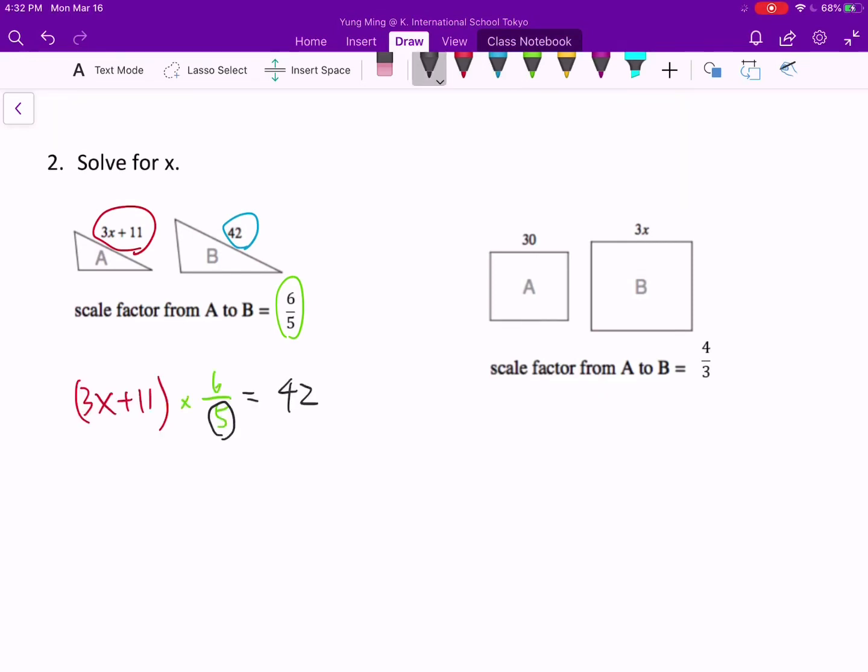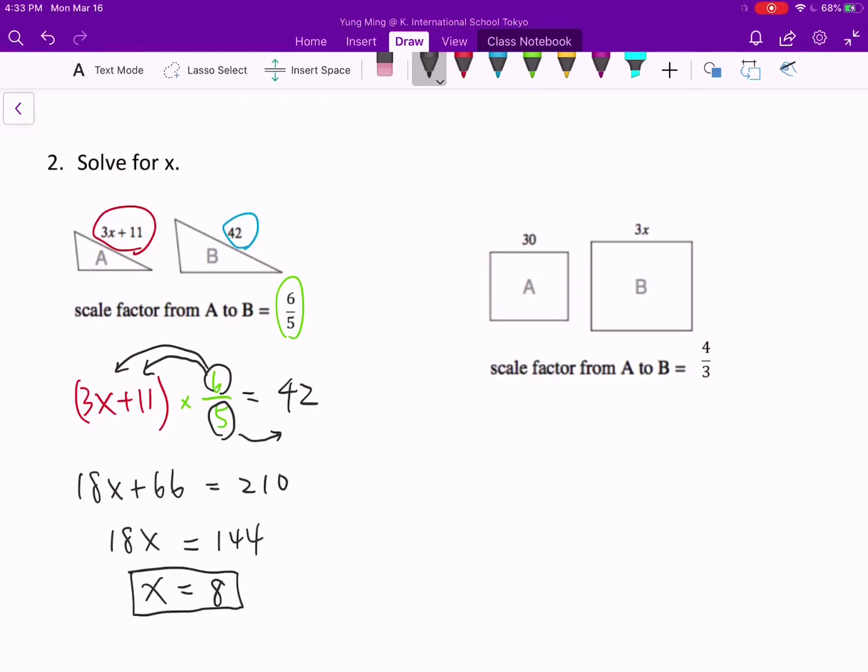What I want to do is multiply to the other side, and distribute the 6 to 3x and 11. So this is what I'm going to get: 18x plus 66 equals 210. 18x is equal to 144. x actually turns out to be a satisfying answer, 8. Okay, pretty easy. So the red times the scale factor equals the blue.